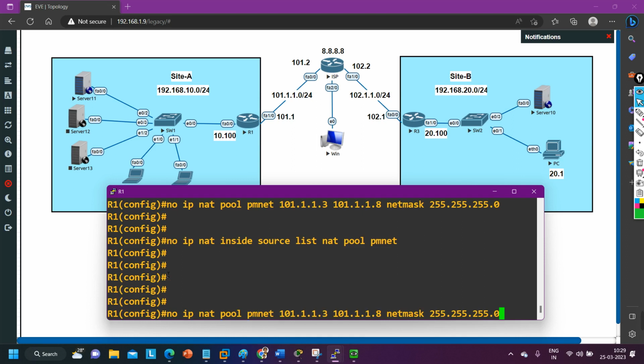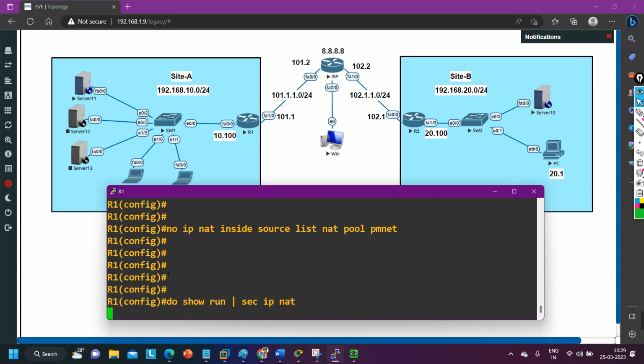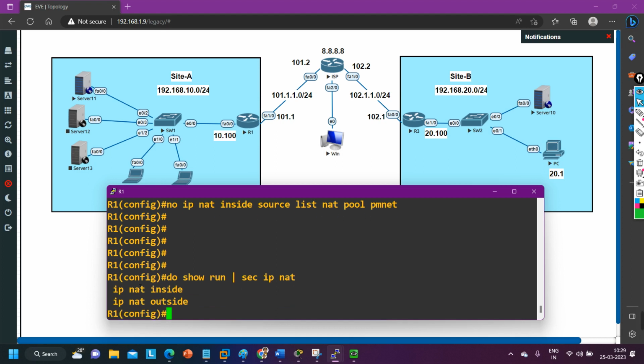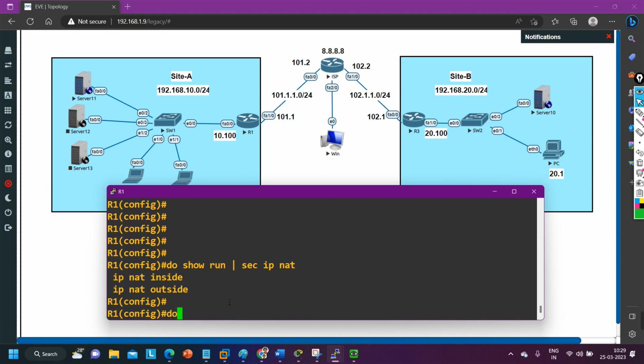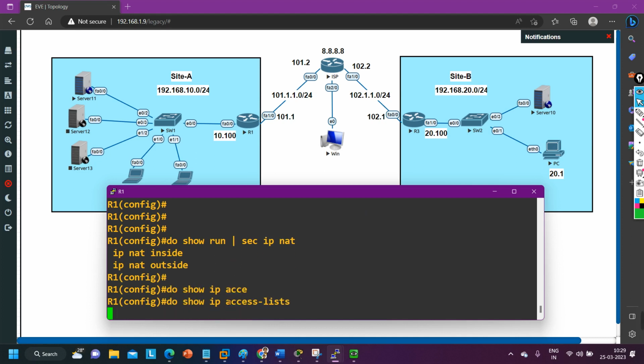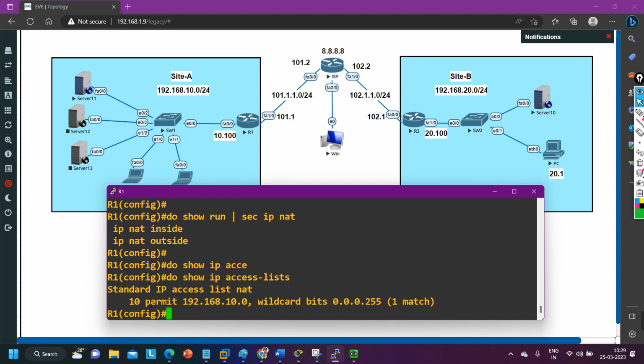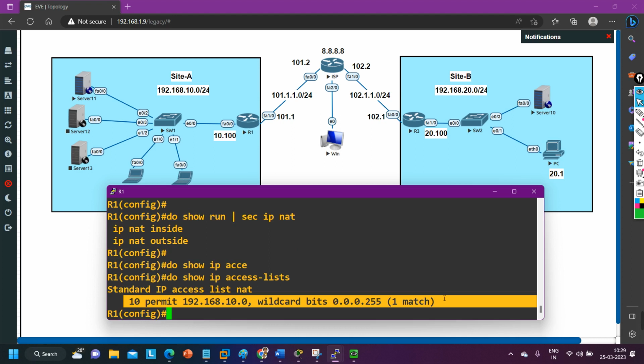Now if you run the command do show run section ip nat, you can see there are only two commands, I think, inside or outside. Yes or no. Now let me check the access list. Do show ip access-list. So the access list is there. Okay, I am not going to configure a new access list. I will use this access list in PAT.